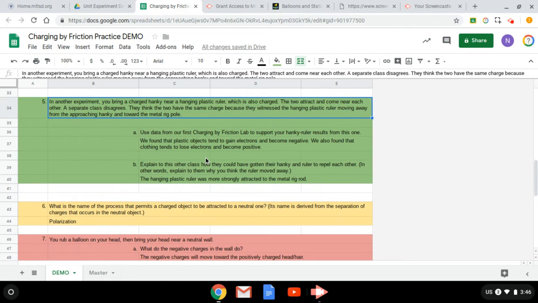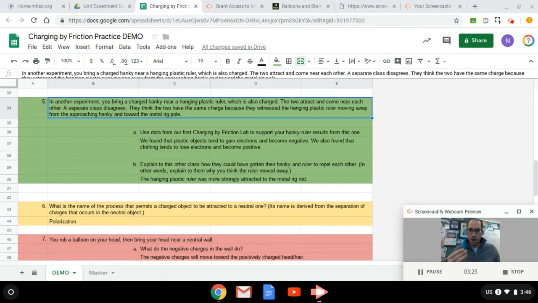Try again. Hanky and ruler. We found that plastic objects tend to gain electrons, become negative. Clothing, fabric tends to lose electrons, become positive. So negative, positive, they should attract, right? But some other class got them to repel. Like, how does that work?